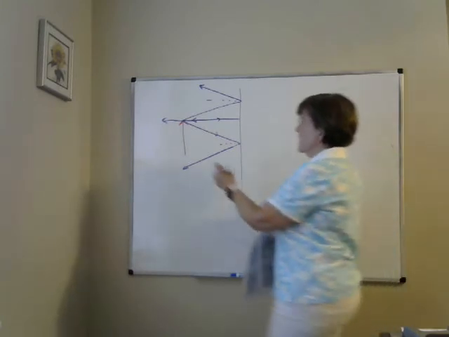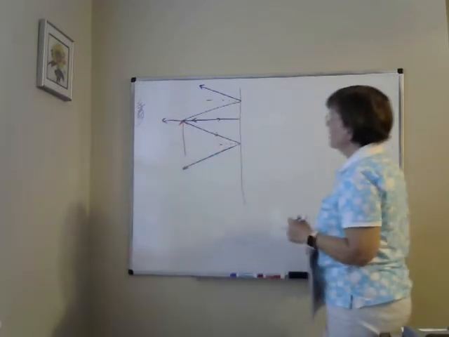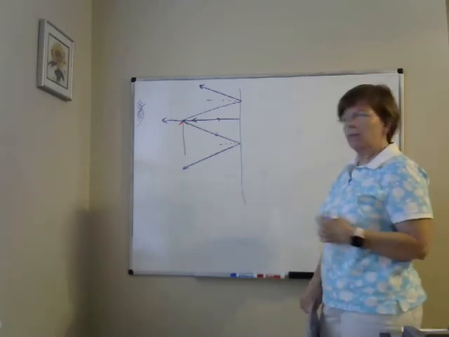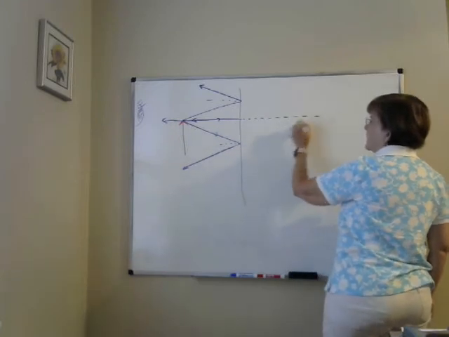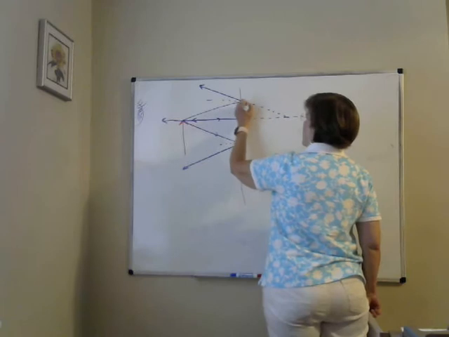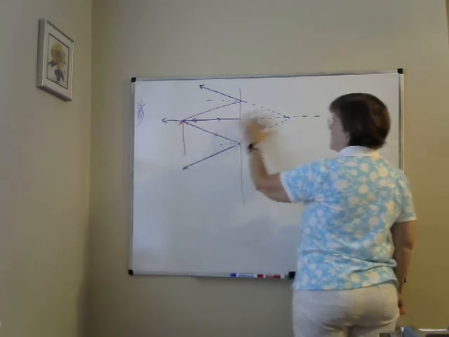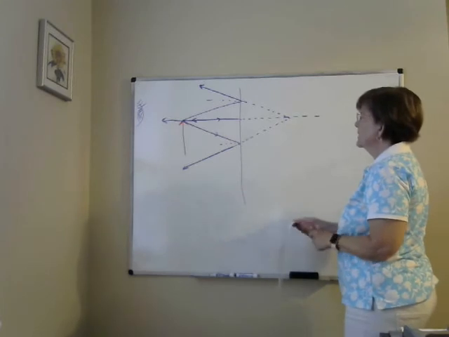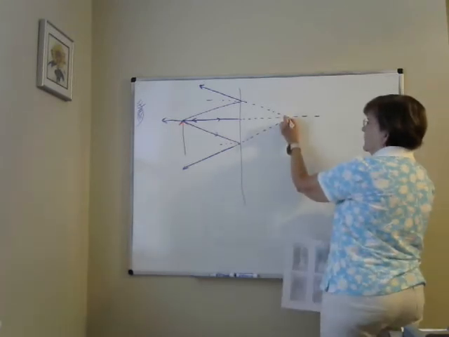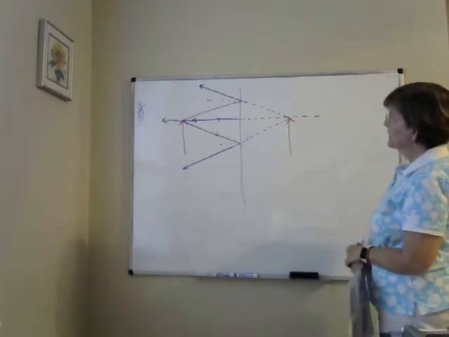If you're over here trying to see something, there's your eye. You're looking at things. You go, oh my goodness, what do I see? Well, your brain is really clever. What your brain does is it sees this ray coming from back here. And it sees this ray coming from back here. And it sees this ray coming from back here. It traces these rays back, and it says, oh, the tip of the arrow is right here. And if we did that for every point on that arrow, we'd get an image that looked like that.